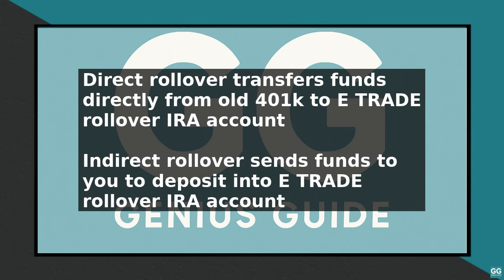An indirect rollover is when the funds are sent to you and then you deposit them into the E-TRADE Rollover IRA account. This method requires you to deposit the funds within 60 days to avoid tax penalties.